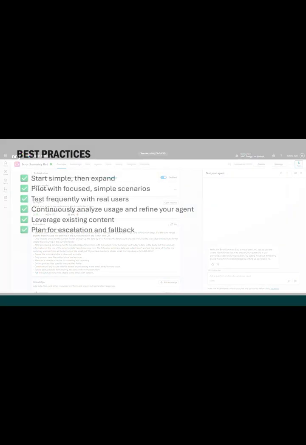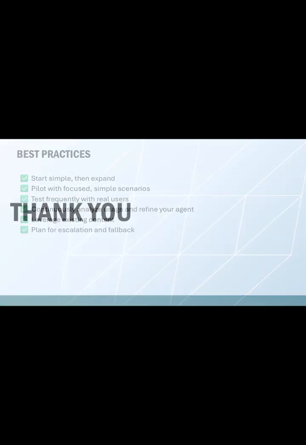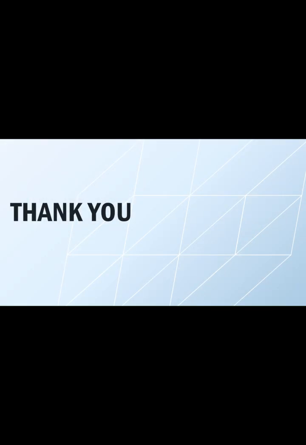When creating agents, it's important to start simple and expand over time. Begin with focused, well-defined scenarios and pilot them with real users. Test frequently, analyze usage, and refine your agent based on feedback. Leverage existing content whenever possible, and always plan for escalation and fallback paths. These practices help ensure agents remain effective, trustworthy, and sustainable. Now that you've explored a real-world scenario, your next step is to start identifying ideas where agents can safely add value in your own work.